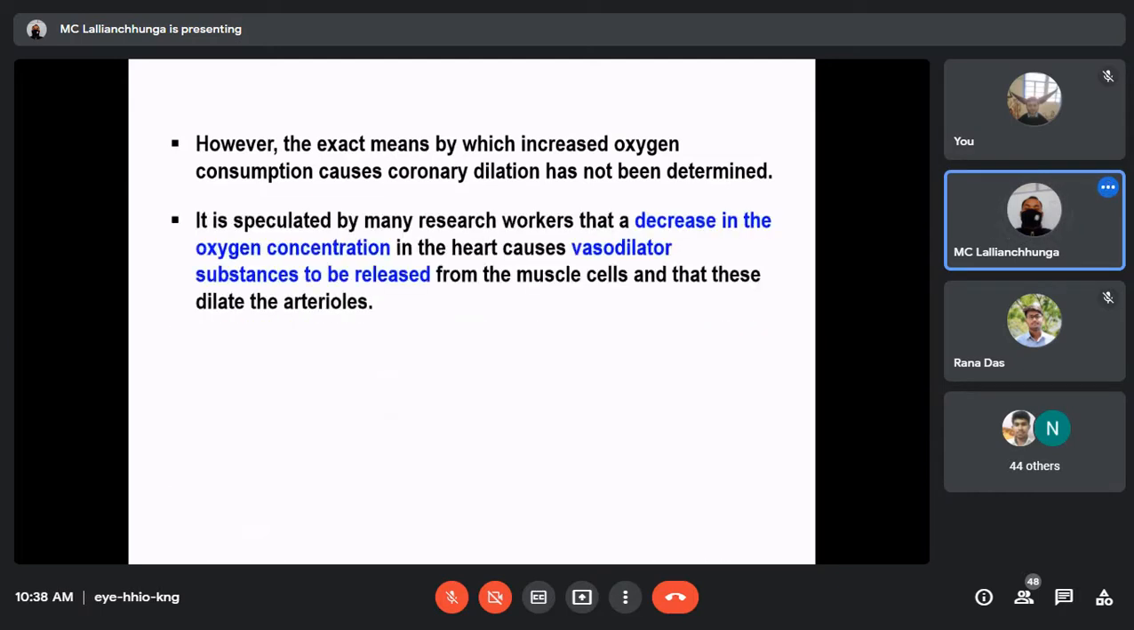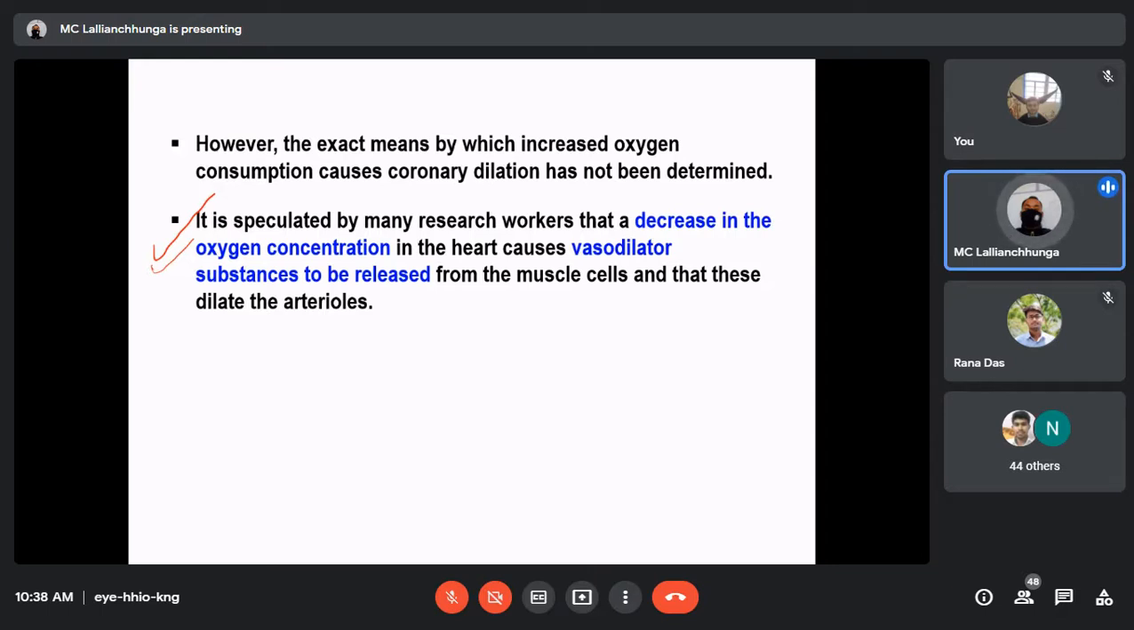Okay, it is speculated by many research workers that a decrease in oxygen concentration in the heart causes vasodilator substances to be released from the muscle cells, and this dilates the arteries. This we have already discussed in this chapter. When there is a decrease in the oxygen concentration in the blood vessel, there is a release of vasodilator substances, and these vasodilator substances act on the smooth muscle of the blood vessels, and they dilate the blood vessels.